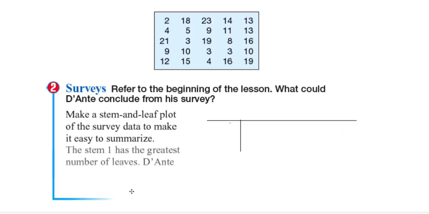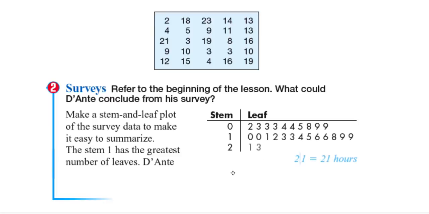Stem 1 has the greatest number of leaves. Why? Because if we create our stem and leaf plot from this, the least number is 2 and the greatest number is 23. So your stems are 0, 1, 2, 3. Okay, and we create our leaves from there, from what we did in the last example, and we arrange them from least to greatest. Okay, and we make a key. Stem 1 has the greatest number of leaves.